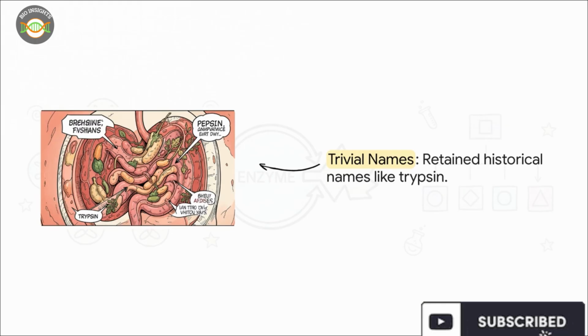But there are always exceptions, right? We call these trivial names. Enzymes like trypsin and pepsin were discovered so long ago that they just kept their original historical names. And, as you can probably guess, these give absolutely zero helpful hints about what they actually do, unlike our modern ase system. They're kind of like the irregular verbs of the biochemistry language. You just have to bite the bullet and memorize them. But luckily, there really aren't too many of these legacy names left in everyday circulation.